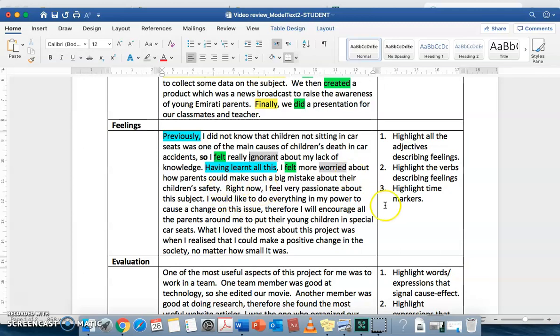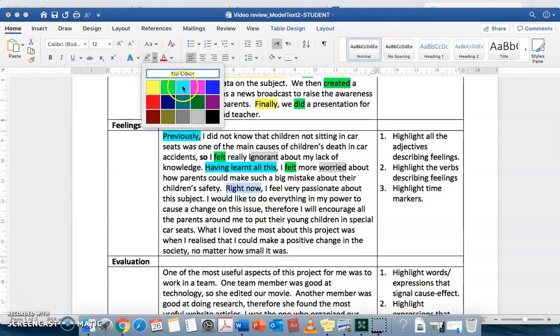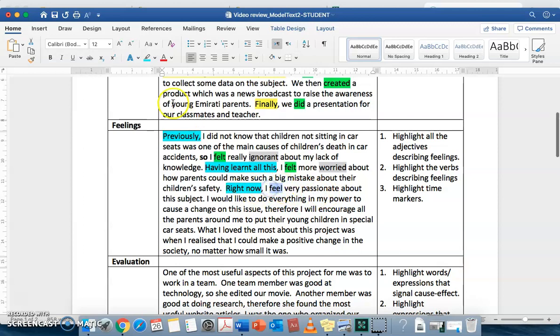Right now. This is another time marker. It tells us that at the present moment, at this point in the person's life, this is how she is now feeling. So notice the change in the verb tense. Previously we have talked about the past. Previously I felt. Having learnt all this, I felt. Right now I feel. So the verb form changes into the present tense. How does she feel? Passionate. She loves it very much.